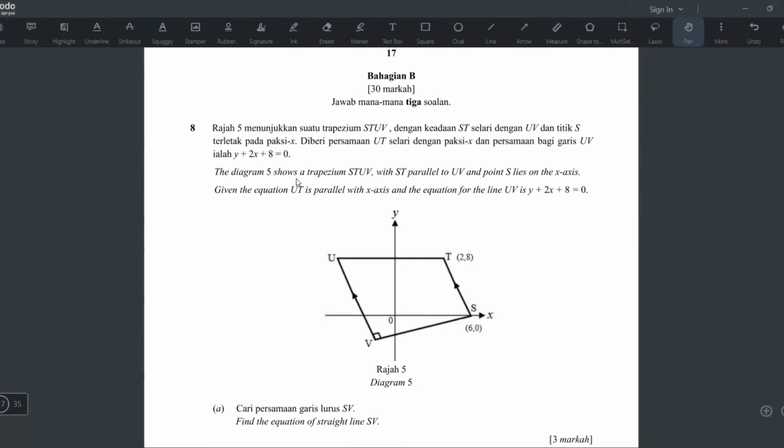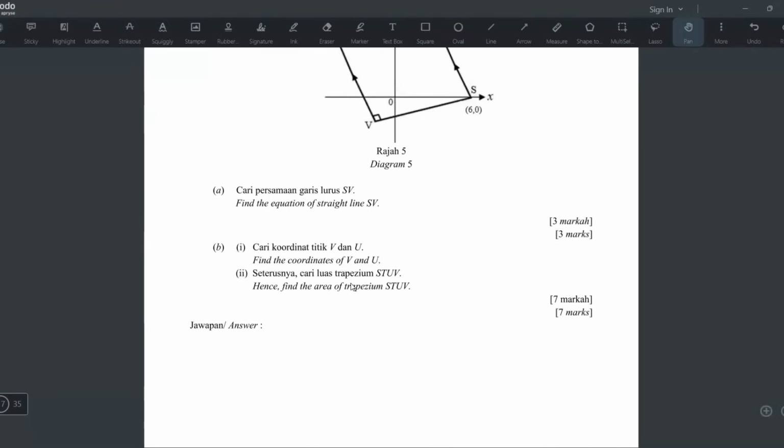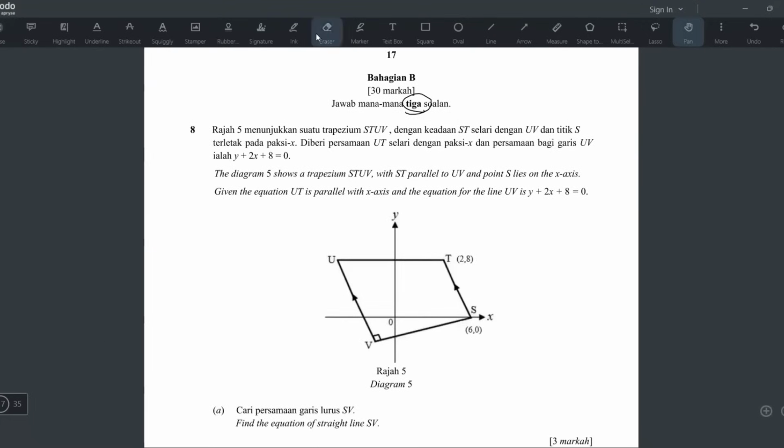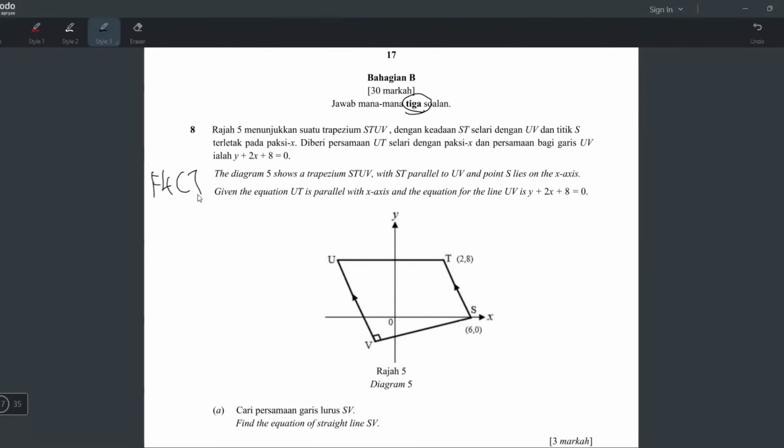Okay, now we are at section B. They want us to answer 3 questions, but they will give you 4 questions. But in this video I'll answer all 4 in section B. So let's start. Number 8. First of all, what chapter? Area, coordinate, equation. Confirm Form 4 chapter. Coordinate geometry is chapter 7. So this is Form 4 chapter 7.